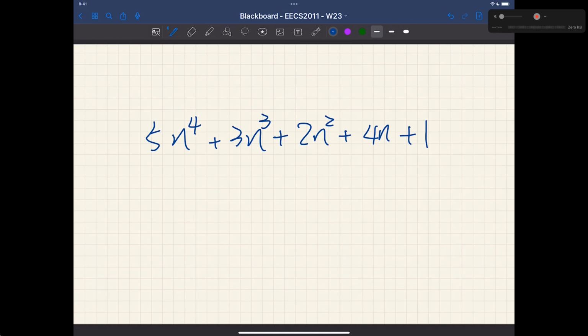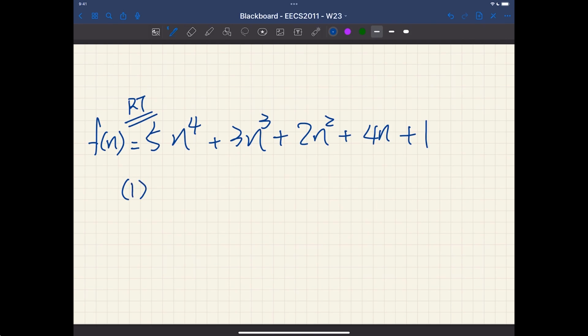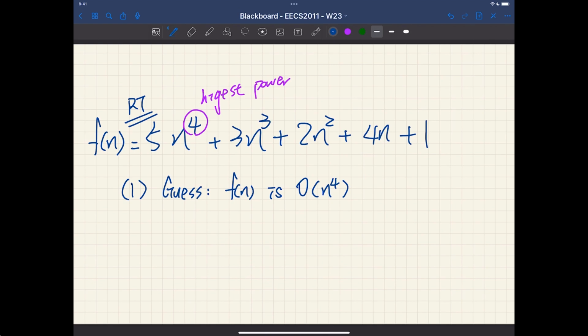Several things. This is the running time function that you're given, presumably. Number 1, we guess, let's say, because this is the highest power. So we'll take the following guess: f of n is big O of n to the power of 4. That's only a guess. That's not a proof.